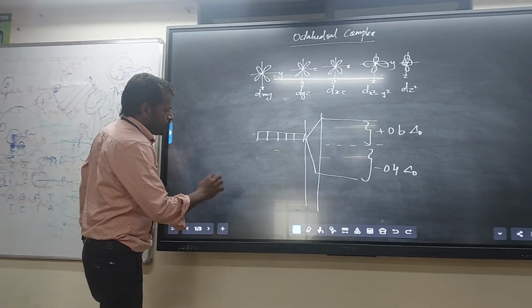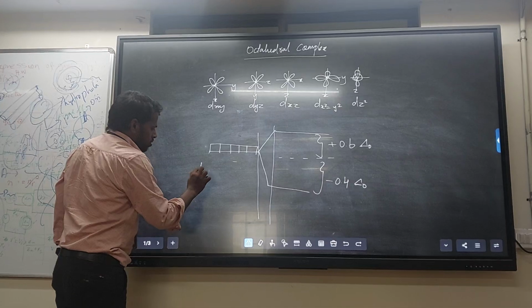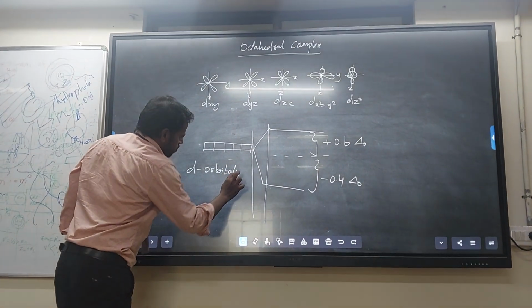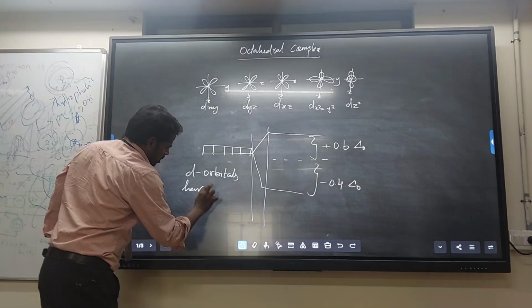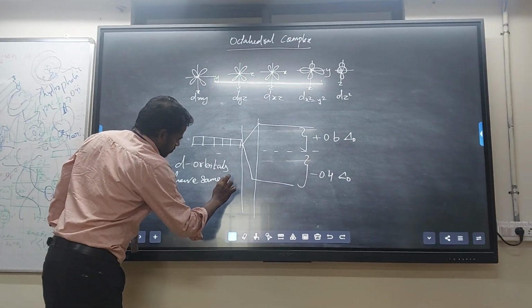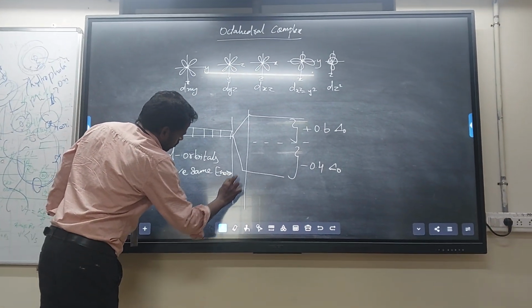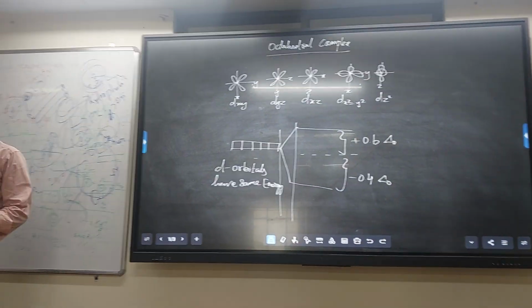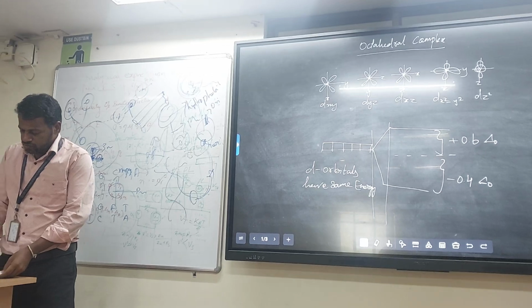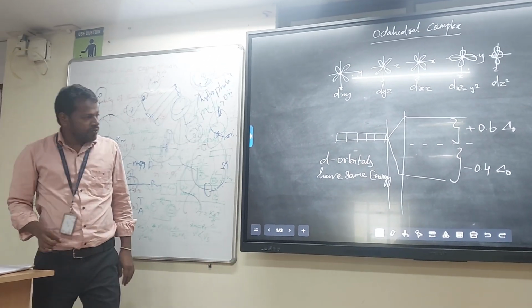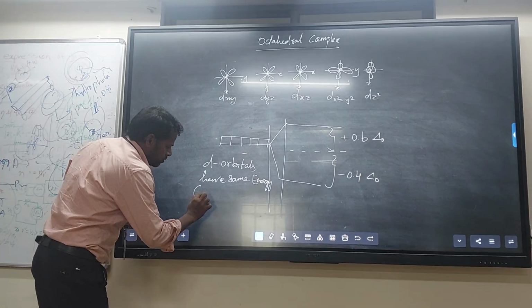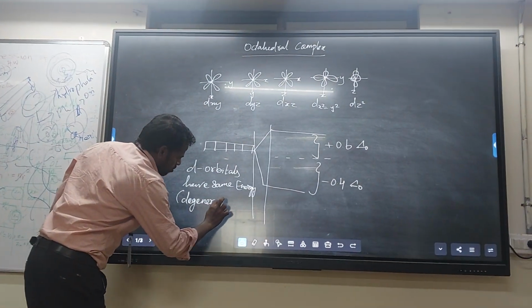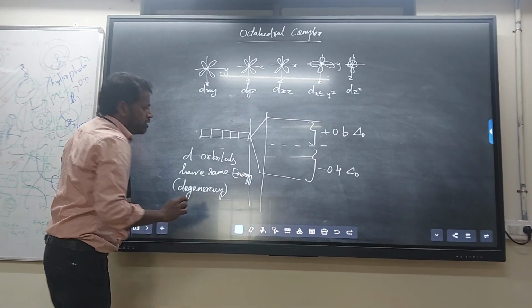The first one, all 5 d orbitals have the same energy. That is called degeneracy.